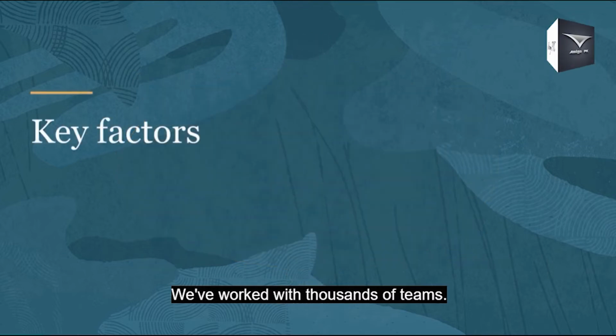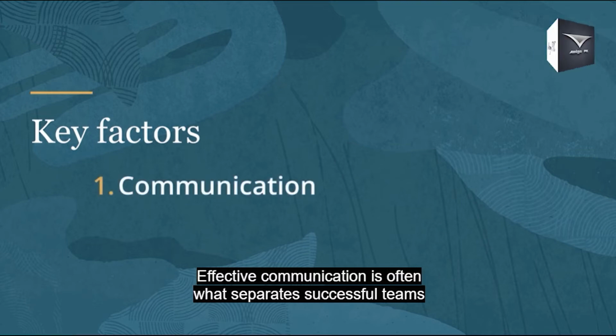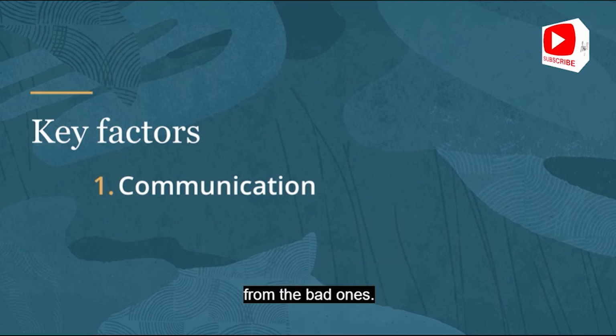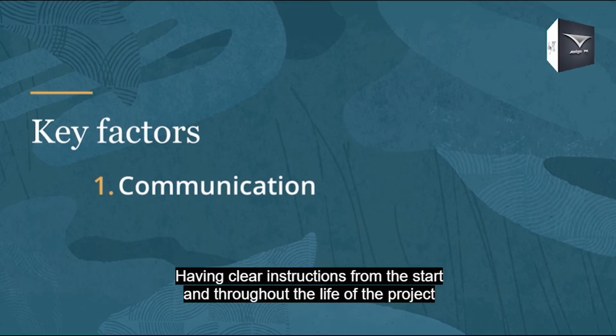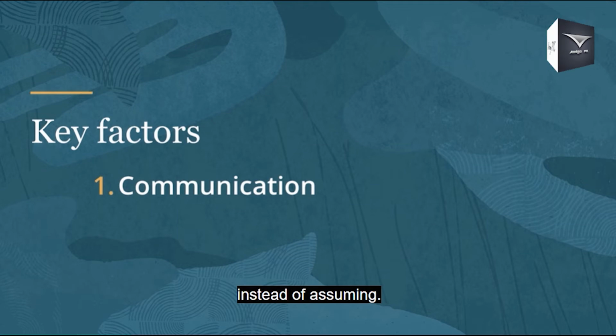We've worked with thousands of teams, and we know there are 3 key factors to good collaboration. Effective communication is often what separates successful teams from the bad ones. Having clear instructions from the start and throughout the life of the project delivery is crucial, along with being prepared to ask questions instead of assuming.